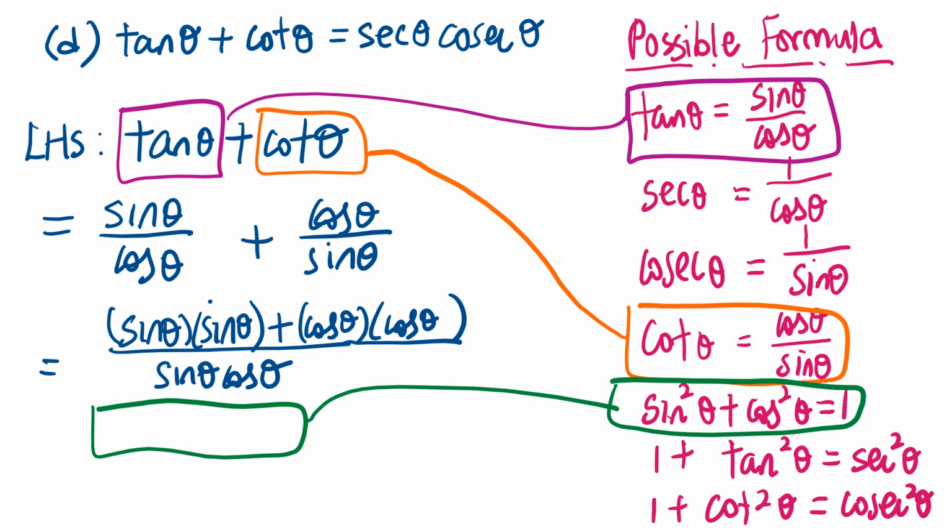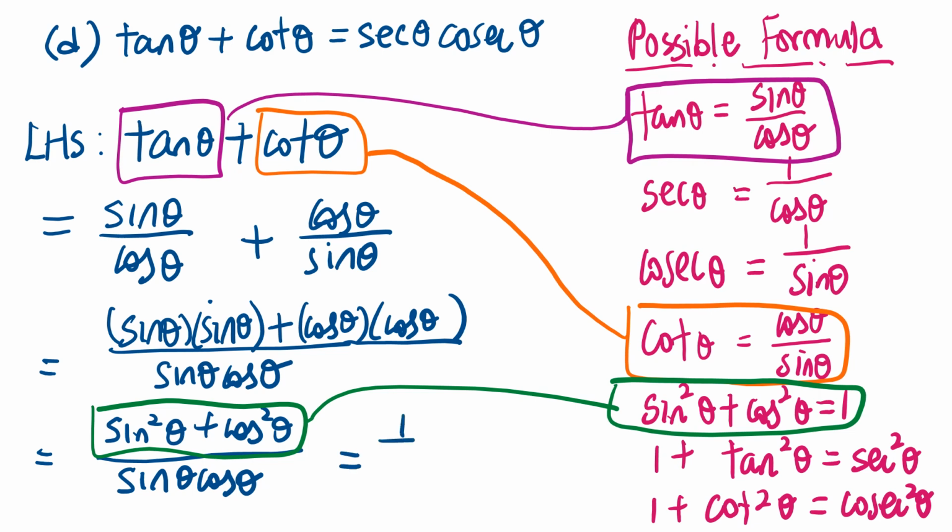So what is sine theta times sine theta? Yes, that gives you sine squared theta. And what is cos theta times cos theta? That gives you cos squared theta. And what is sine squared theta plus cos squared theta? Yes, that is our Pythagorean identity. That is equal to 1.